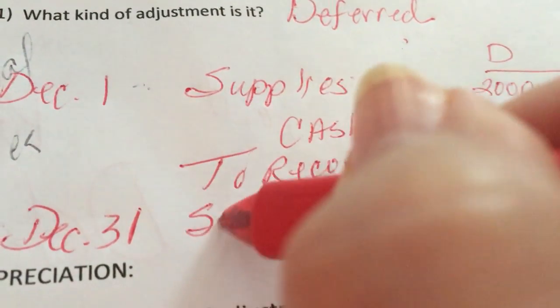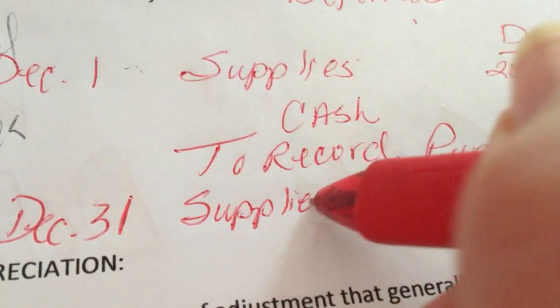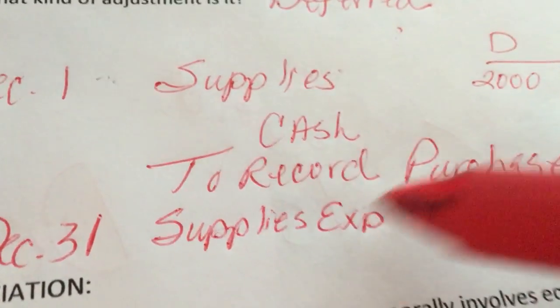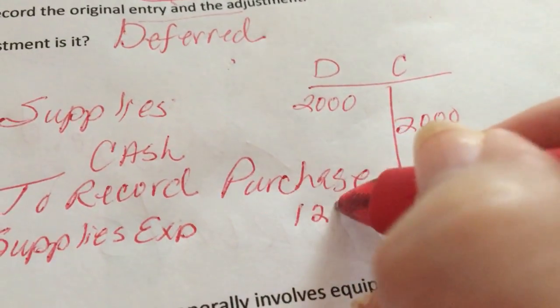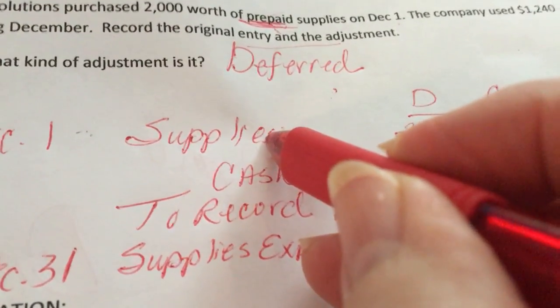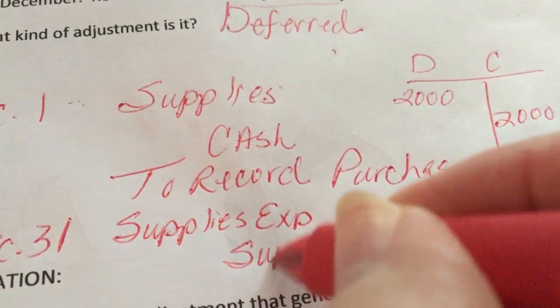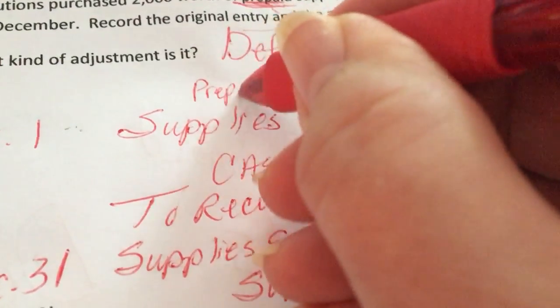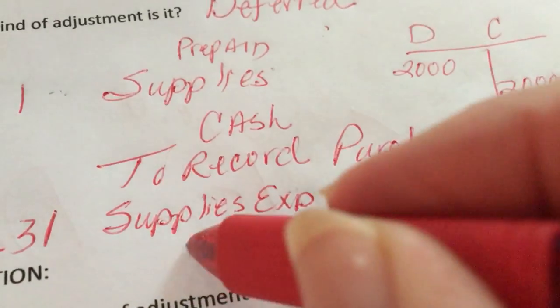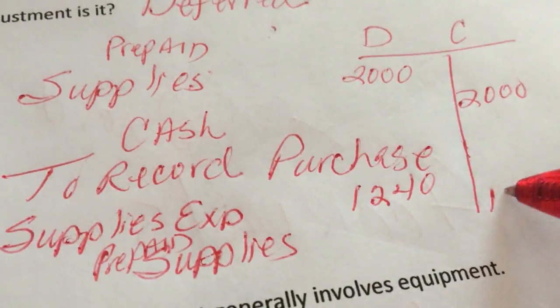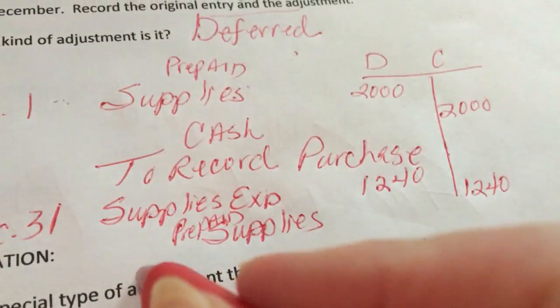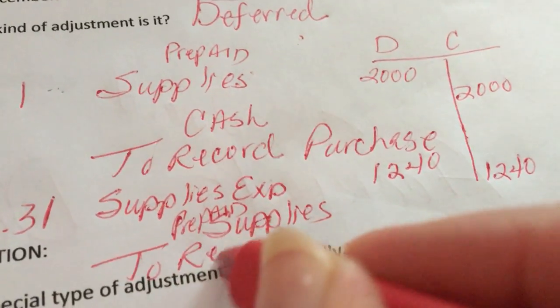If you're using an asset up, then what you're doing is you're transferring it to an expense, and so you would debit supplies expense for the amount $1,240, and you want to credit your asset, which you had originally set up, supplies, or you might want to call it prepaid supplies, either one. Sometimes you'll see the word prepaid supplies, $1,240, and this is to record the adjustment.